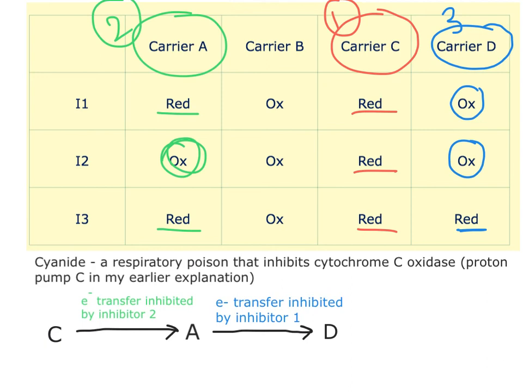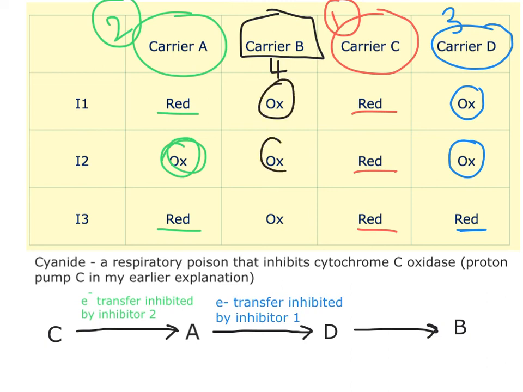And lastly, as you'd expect, carrier B. All 3 inhibitors prevent the transfer of electrons to carrier B. It remains oxidised in the presence of all the inhibitors. It can never be reduced, therefore it must be last in the chain.